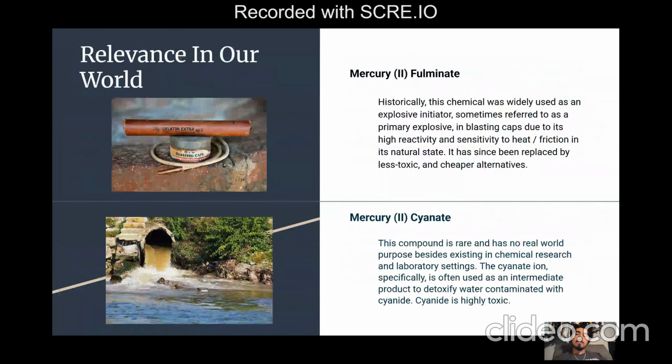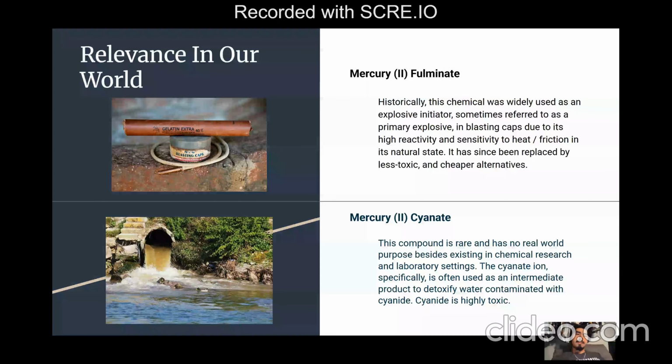Relevance in our world: Mercury 2 fulminate was widely used as an explosive initiator. It was the primary explosive to start the explosion in blasting caps. Since it's highly reactive, it is best to use something that's highly reactive to get your reaction for your explosion going. That's why it was good. It has since been replaced since it's toxic and it is somewhat expensive.